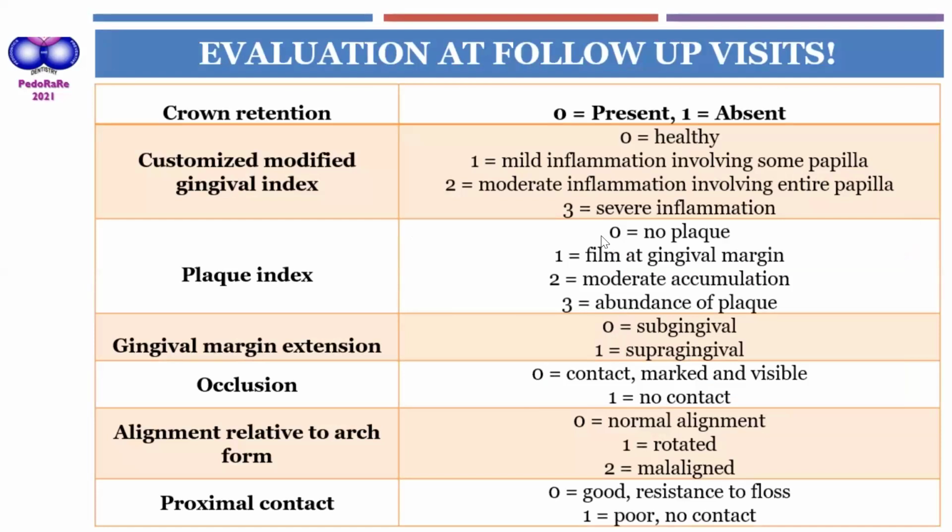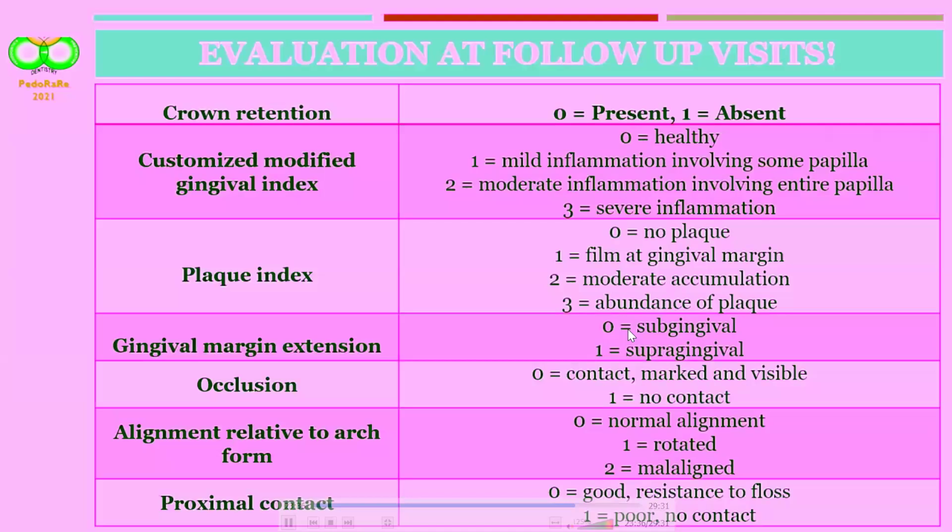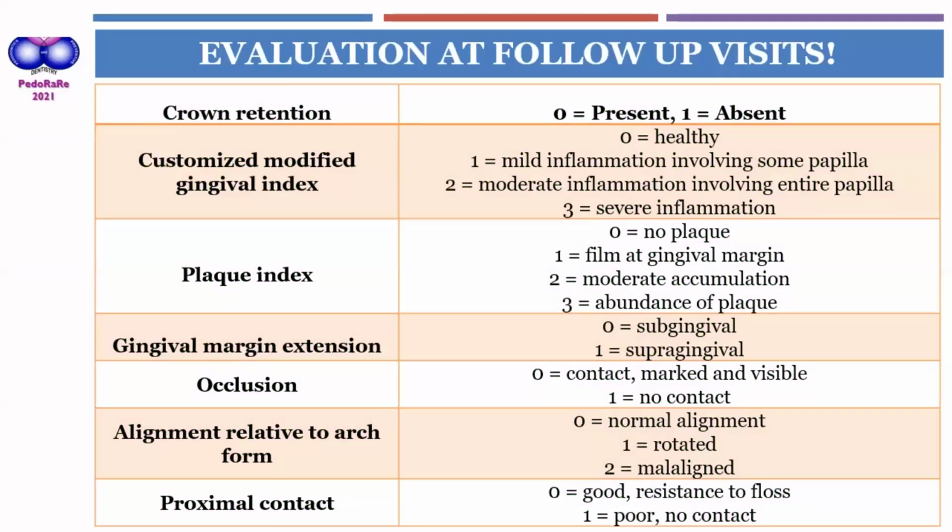So what is that follow-up mechanism which we need to have in every patient? Whenever we give a crown, when they come for the further follow-up checkups, check crown retention, present or absent, that the crown is there or not. Take a customized modified gingival index 0, 1, 2, 3, ranging from healthy to severe, plaque index 0 to 3, gingival margin extension, occlusion, alignment related to arch form, and lastly, proximal contact.